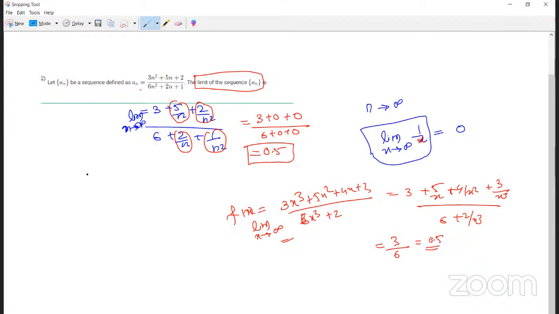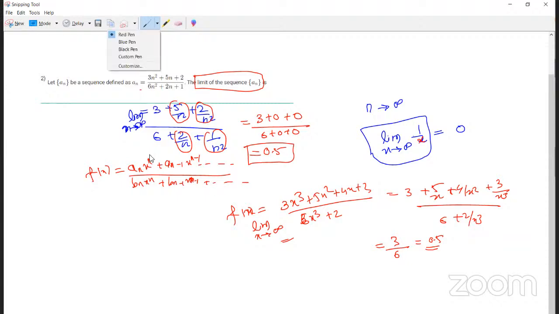So in general, I can say that, right? Suppose my f of x is a_n x^n + a_(n-1) x^(n-1) + so on, and here b_n x^n + b_(n-1) x^(n-1) + so on. So I have to take x to the power n common from both sides, from numerator and denominator. So what will I get? a_n by b_n. a_n by b_n only.